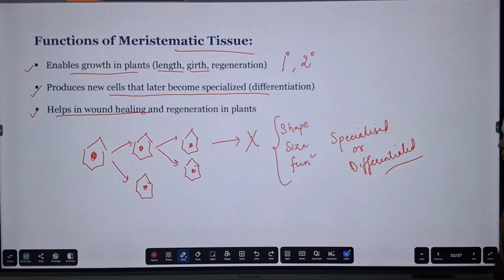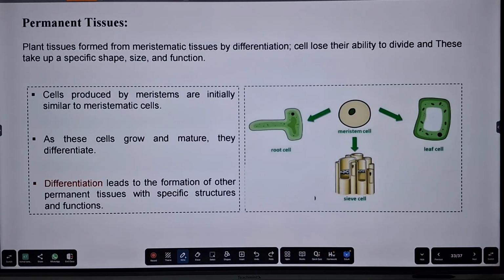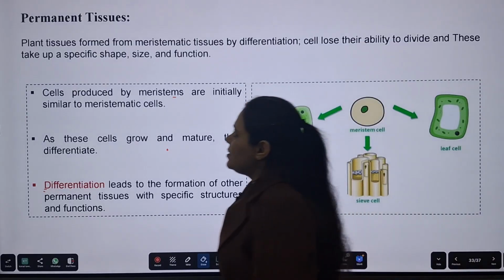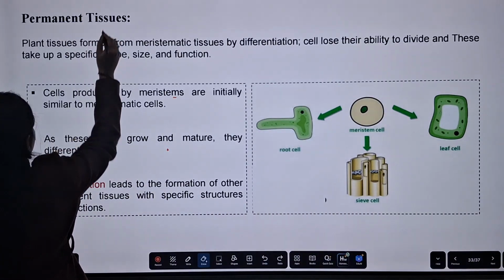Now, let's start with second type of tissues, which are permanent tissues. So, permanent tissues are group of cells that are specialized.